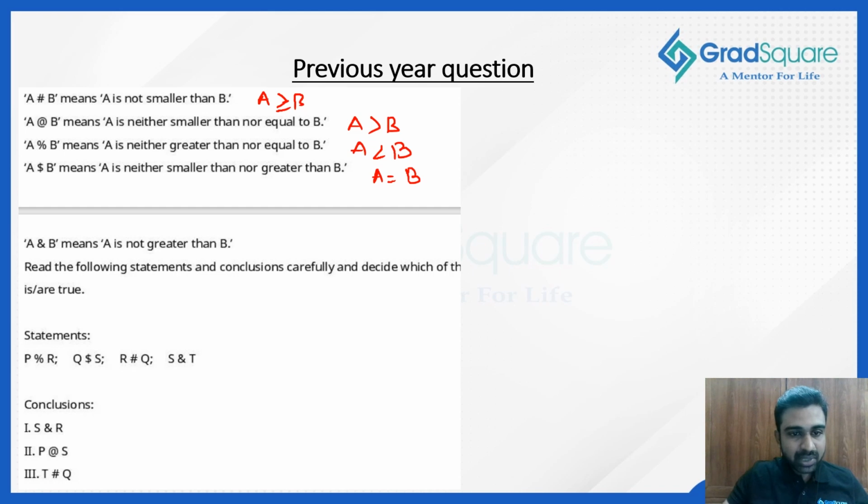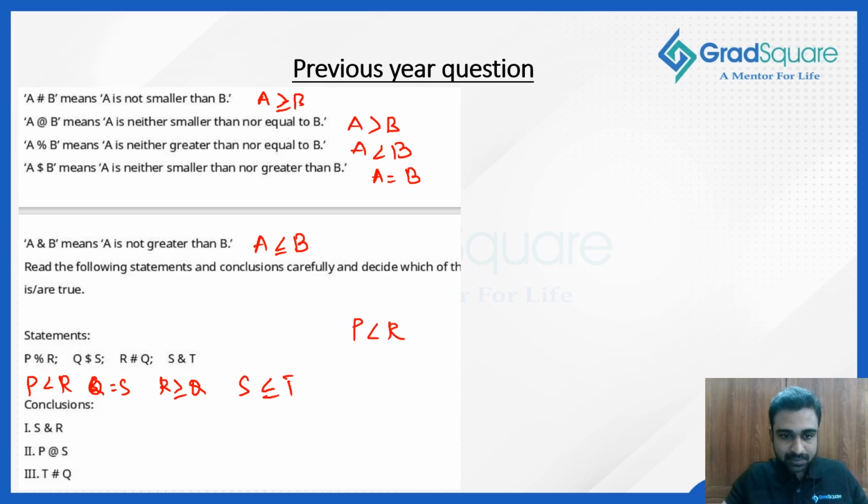And A and B means A is not greater than B, so A can be less than or equal to B. So these are the inferences that can be made, and the same code has to be applied to statements and conclusions as well. So P percentage R means P is less than R, and Q dollar S means Q is equal to S, and R asterisk Q means R is greater than or equal to Q, and S and T means S is less than or equal to T. Combining these inequalities together, I can write it as P less than R, greater than or equal to Q, and Q is equal to S, and S is less than or equal to T.